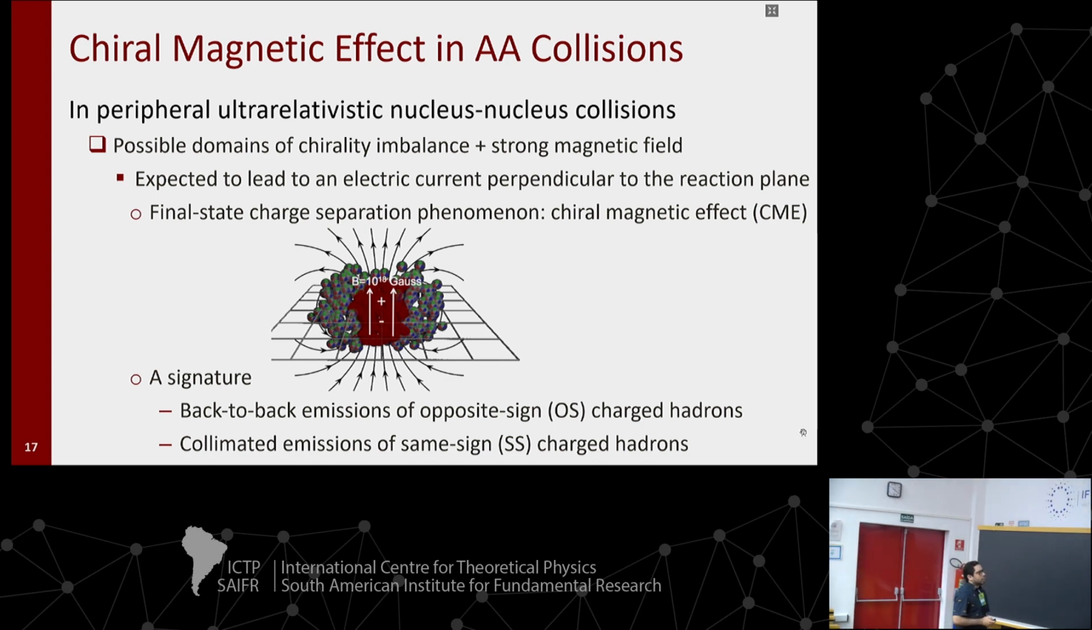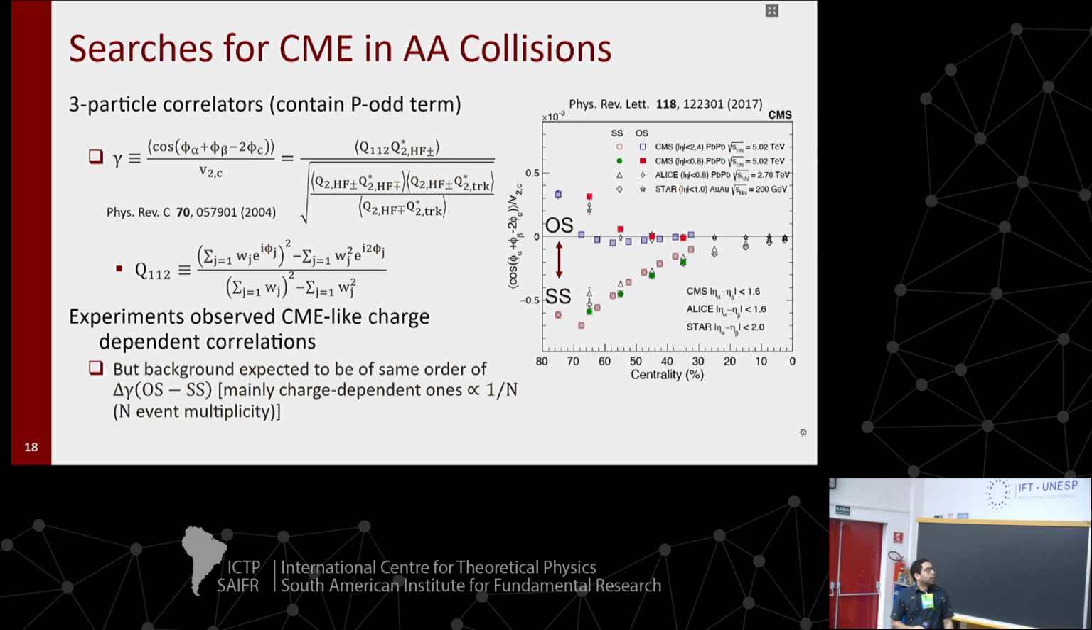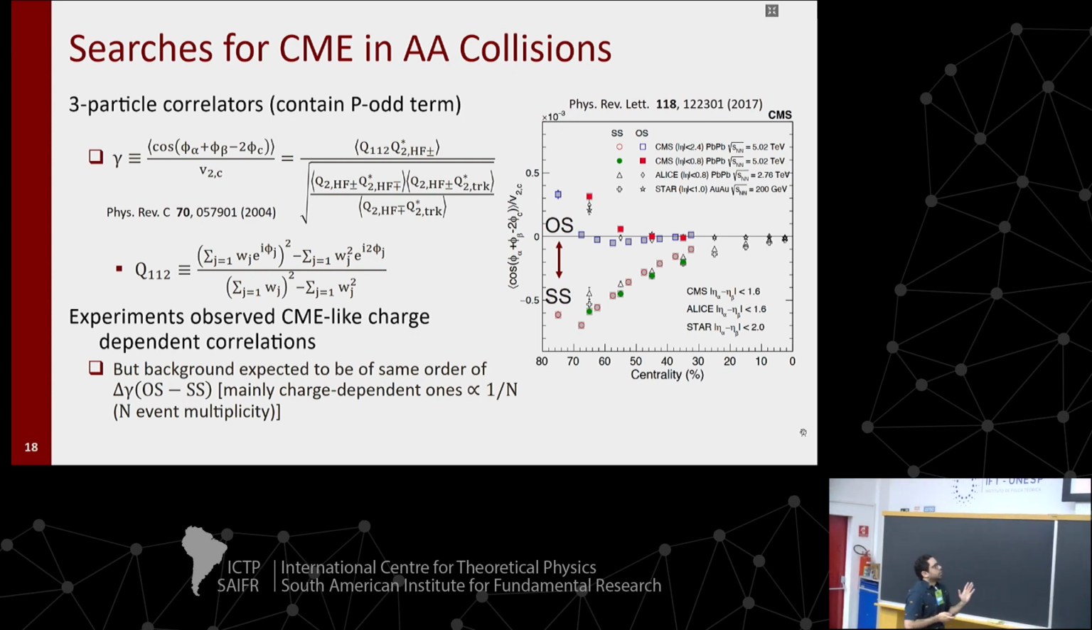As a signature, we expect some kind of back-to-back emission of opposite-sign charged hadrons, but a collimated emission of same-sign charged hadrons. The way that we can access this is what we call a three-particle correlation, similar to what I showed in the case of the two-particle correlation with the scalar product. We can measure this three-particle correlation because it contains one term, the parity-odd term, that will carry the information that could be presented from the CME.